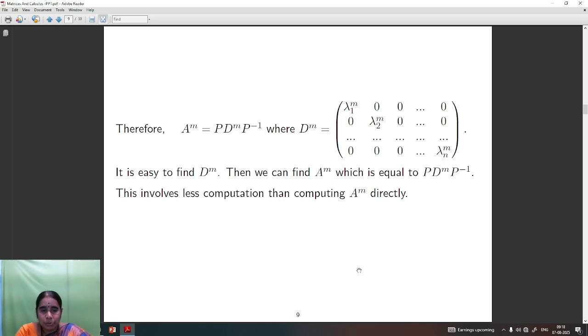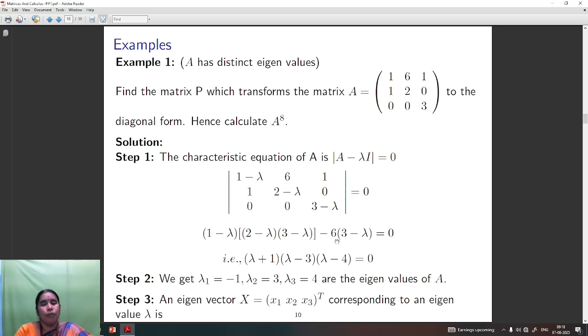So, it is easy to calculate D power m. Instead of finding A power m directly, the value of D power m is very easy. Then we can find A power m, which is equal to P into D power m into P inverse. This implies that by involving the diagonalization process, with less computation, we can calculate the higher powers of the given matrix. For that, let us go for an example.